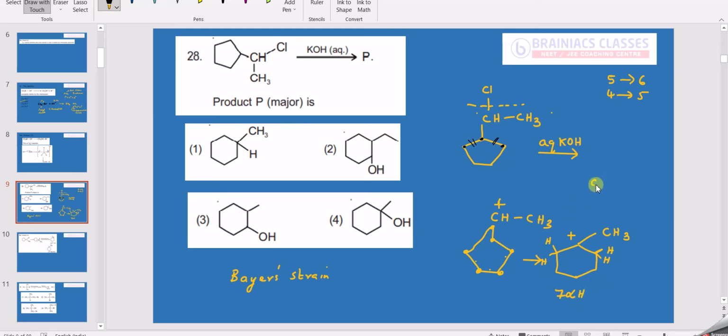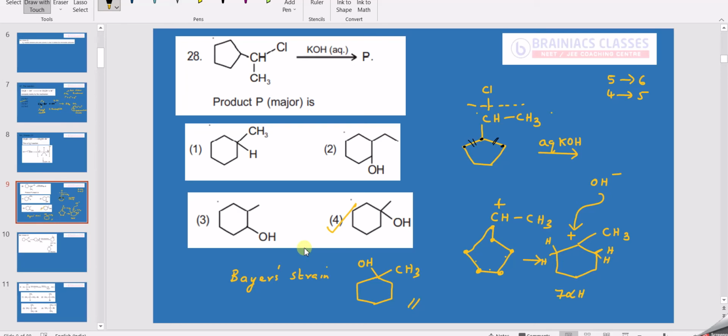Now this will be attacked by OH minus at this position. So you will finally get a compound like this. You could see here you will have OH here and CH3 here. This will be the product. Is there any such product? Yes, I think option D should be the correct answer, option 4. Okay, clear for all of you?